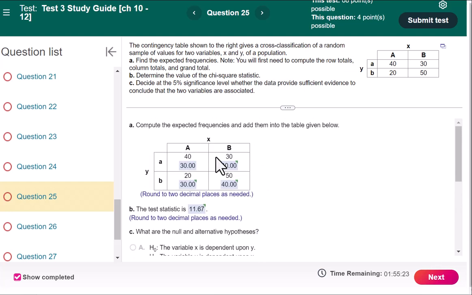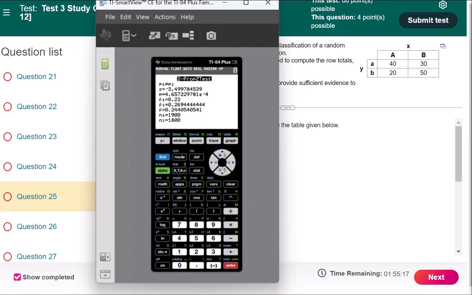And let me show you how to find the expected values and the test statistic. I'm going to use the calculator this time. It's faster and easier. So we're going to go to second and matrix. And we're going to go to edit. We're going to do 2 by 2 because this is a 2 by 2 and enter the observed values: 40, 30, 20, 50.